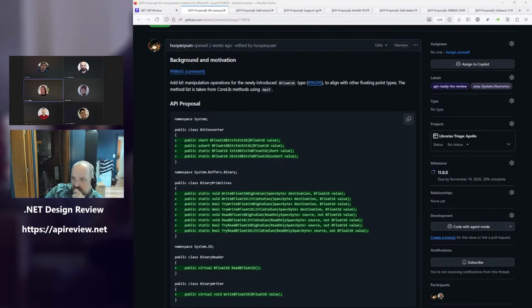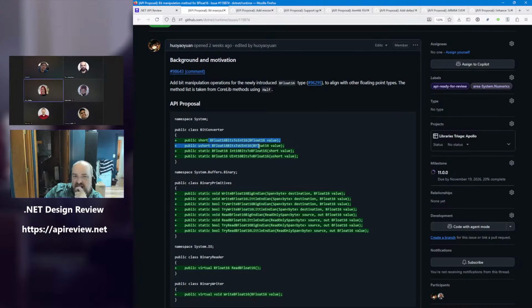I think the biggest nuance is our other primitive types live in the System namespace. BFloat16 lives in the System.Numerics namespace. They're all in the same binary. It's just a namespace difference between those.